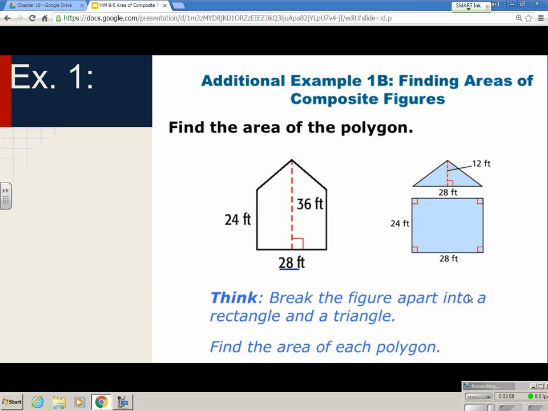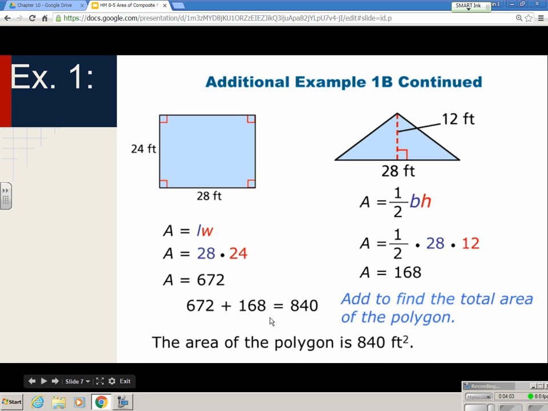So break apart the figure into those 2 shapes, and then from here, all we have to do is find the area of the 2 shapes. Now with the rectangle, it's just length times width, 28 times 24. That'll give you 672. For the triangle, it's the base of 28 times 12, and then you have to multiply that number by half, or 0.5, and you get 168. When you combine those 2, the sum of your area is 840 feet squared.